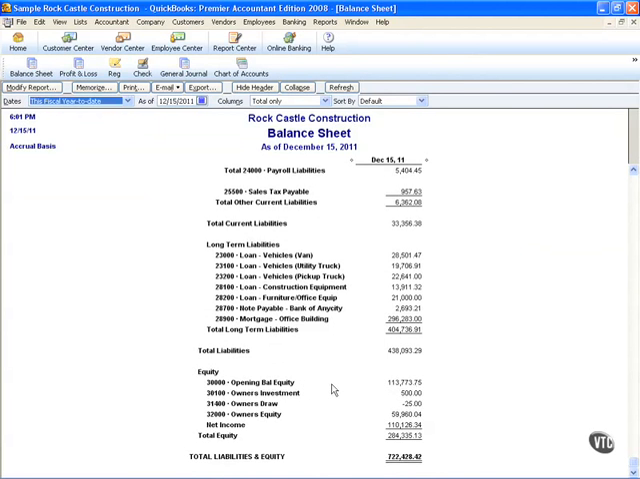Traditionally, this is when I set up the company initially. I'm showing exactly how much money that I gave to the company as a startup amount or the seed money. The second item, the owner's investment, reflects what I've put into the company from that point forward.